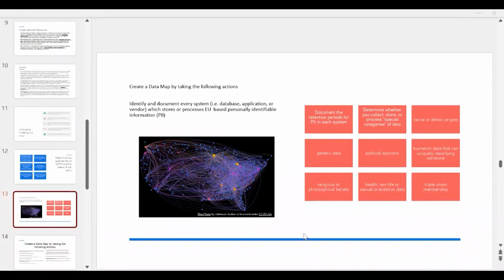And document. See, documenting is really important. That is, what is the database or the application, who is the vendor which stores or processes data, where is the vendor based, all that. So that's how you map the data, and you write about where the data is stored, who has access to data, what category of data we have, and whether there are special categories of data. So this is the second step when you do a transfer impact analysis.